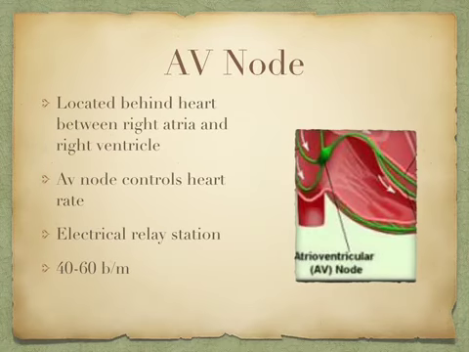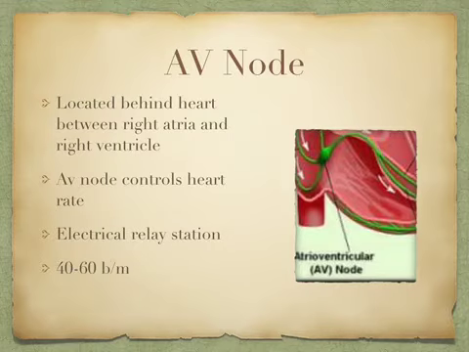Next, we're going to discuss the AV node. The AV node is located in the floor of the right atrium, immediately behind the tricuspid valve and near the opening of the coronary sinus. It's a group of cells that slows the electrical impulses from the SA node before relaying them to the ventricles.